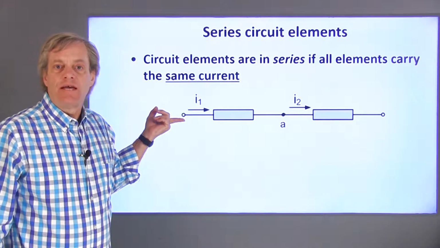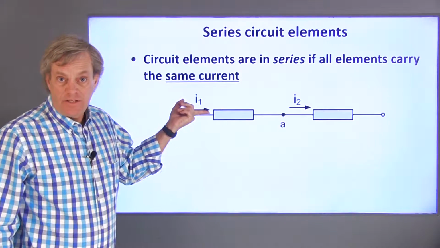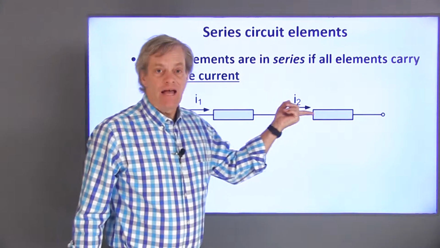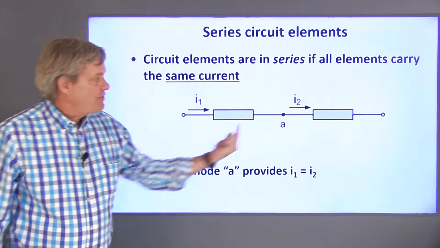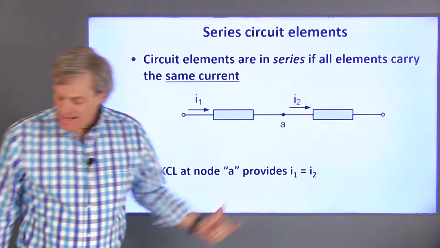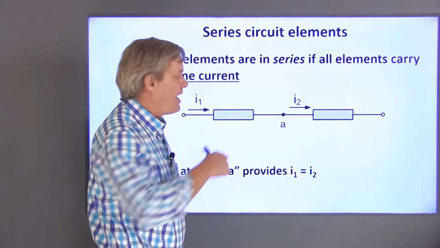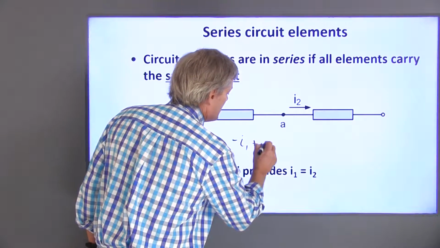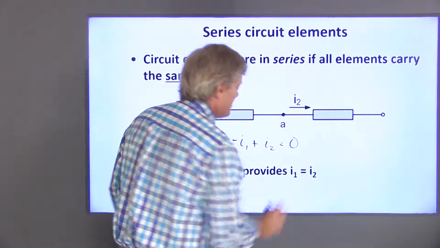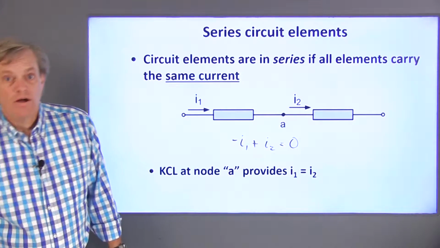Here's a typical set of two series elements. I've defined a current I1 in this direction through this element and a current I2 in this direction through this element. If I do KCL at A, I can find out that I1 is equal to I2. So KCL at A with positive currents leaving the node is minus I1 plus I2 is equal to 0, which tells me that I1 is always equal to I2.